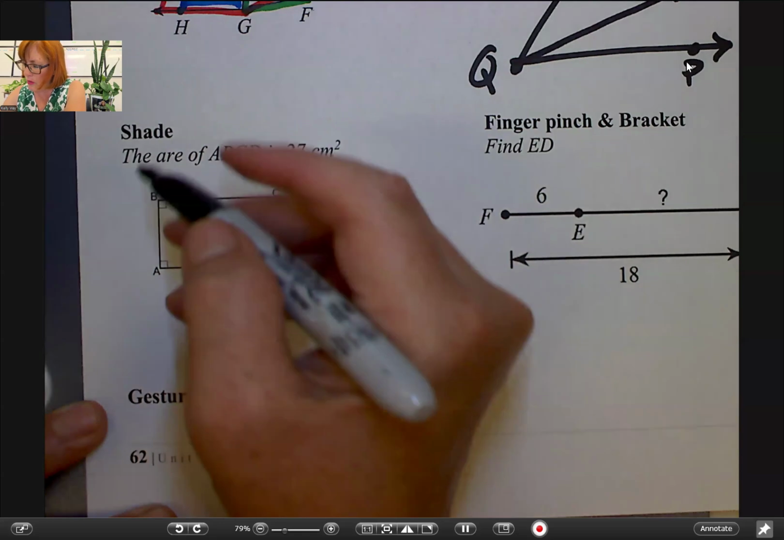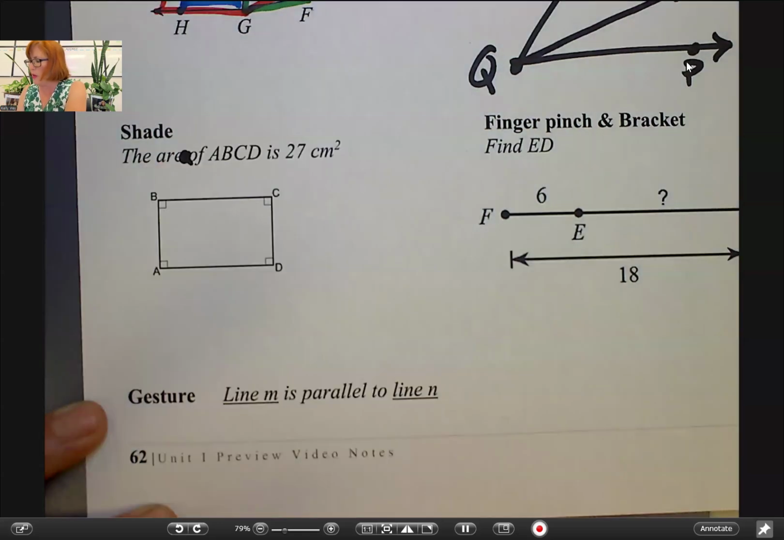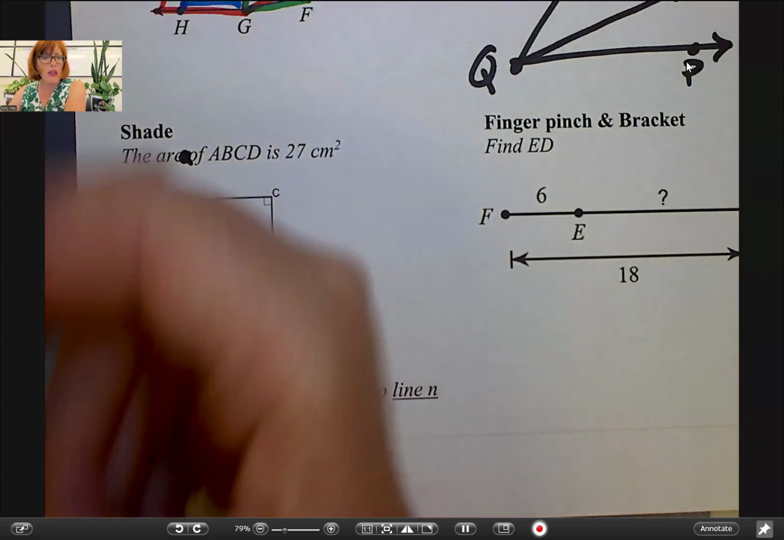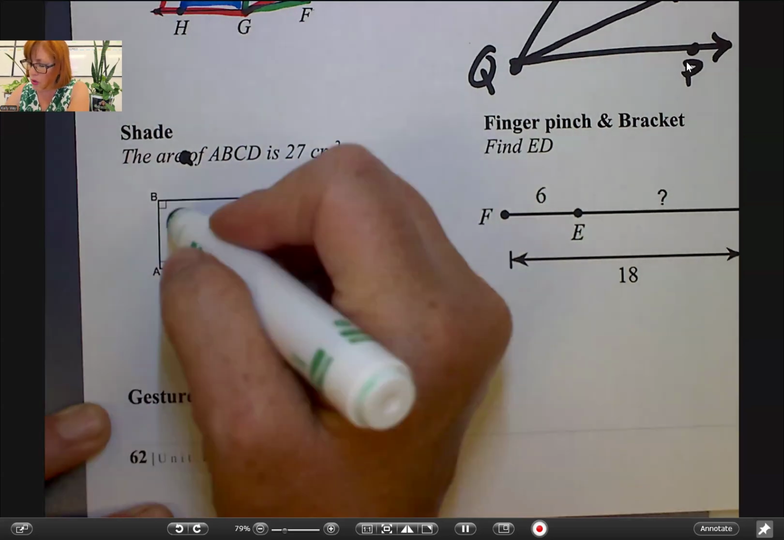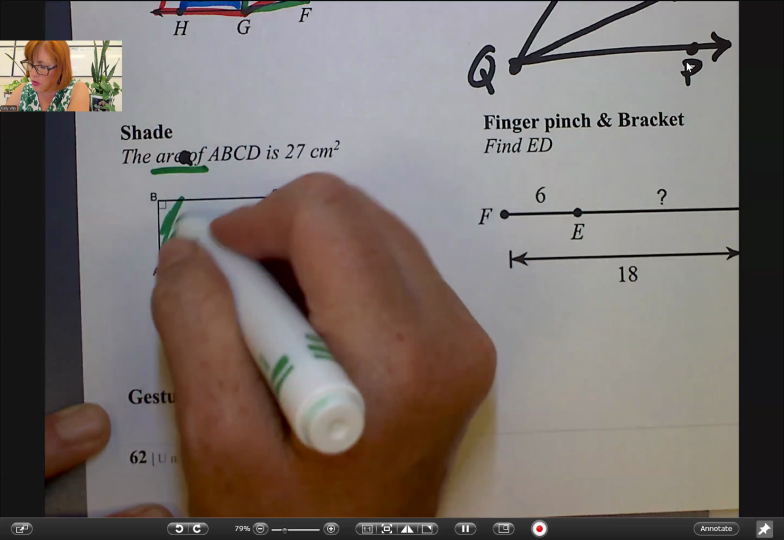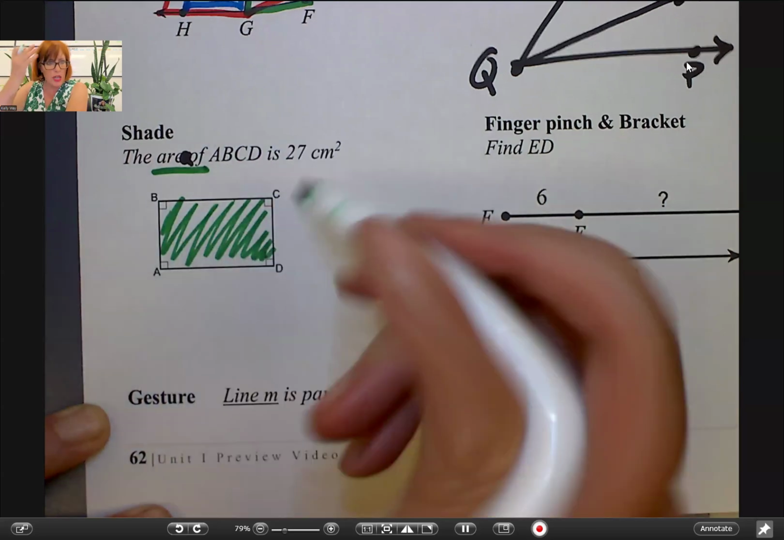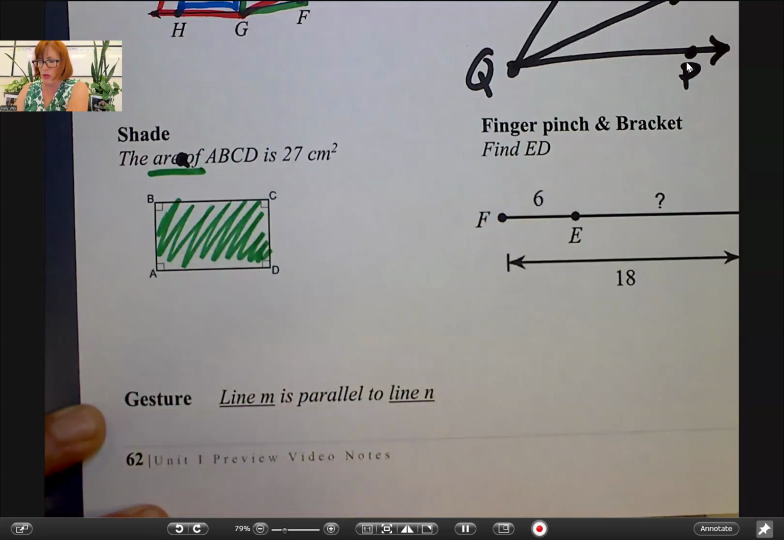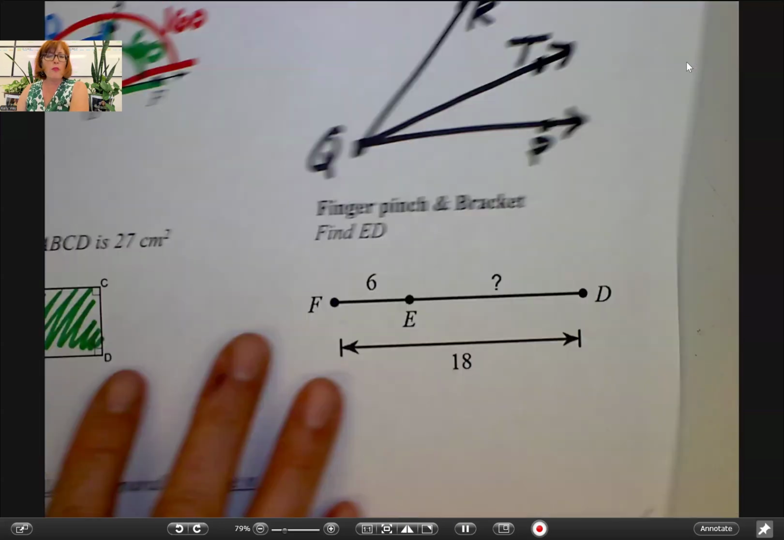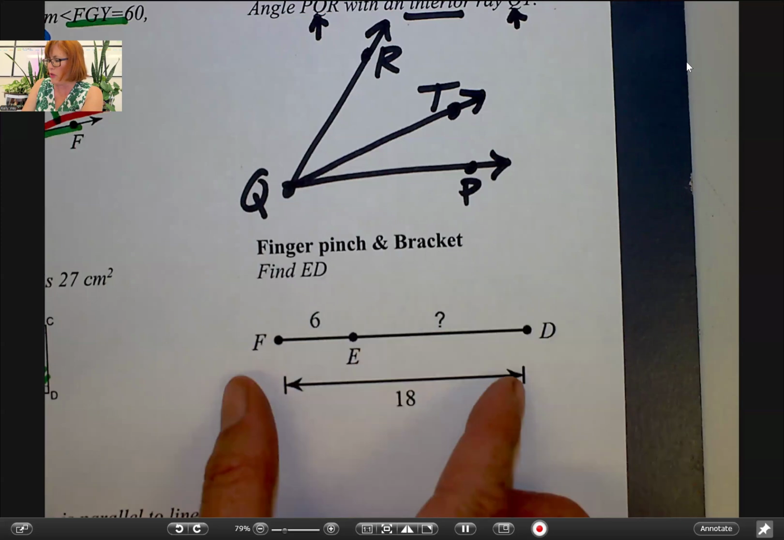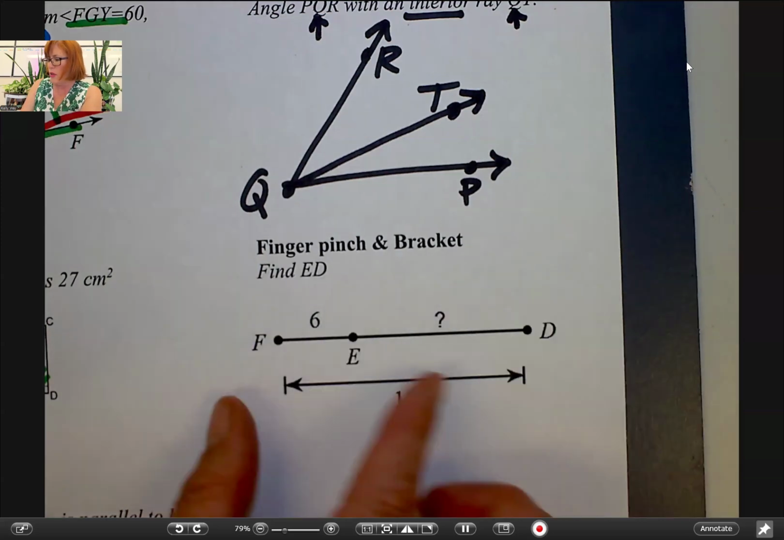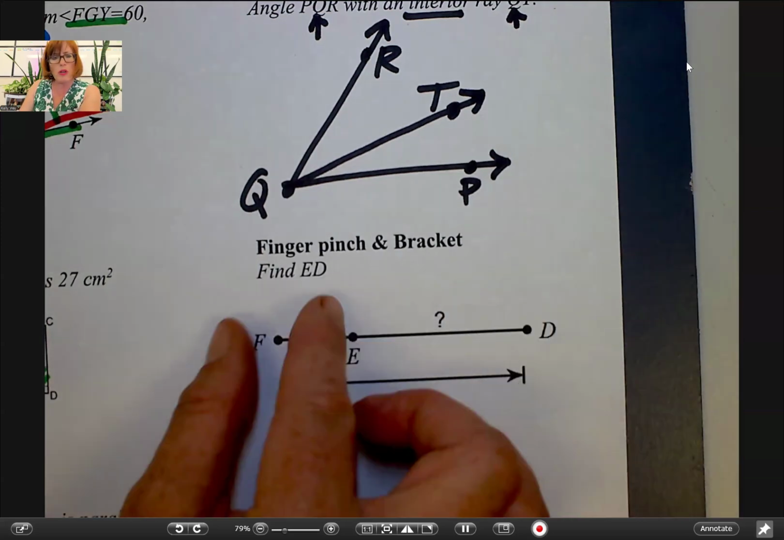The area of ABCD is 27. Area is a concept of shading. So when you're dealing with area, you should always give it just a light shade. That tells your brain you're in 2 dimensions. Shade. Finger pinch and bracket. Finger pinch means this. Finger pinch distances. You should bracket. So this is what I mean by bracket.